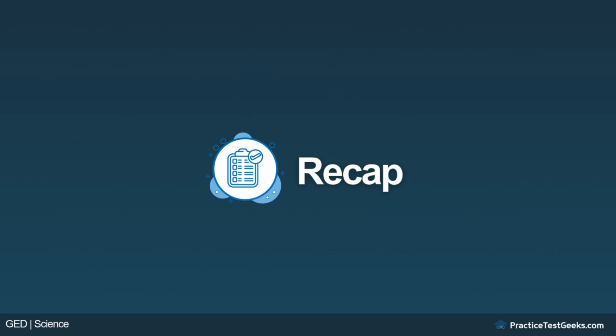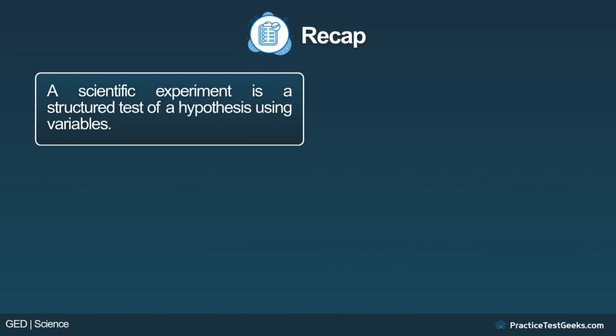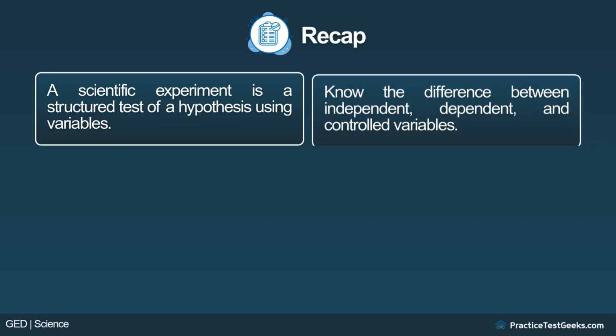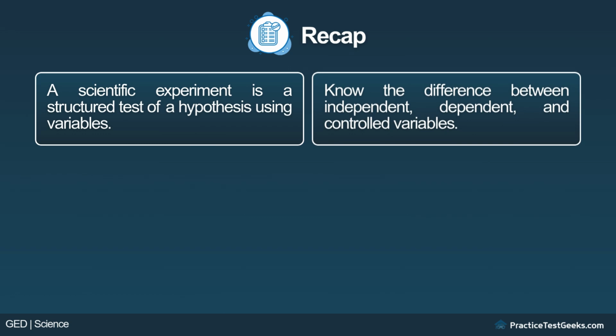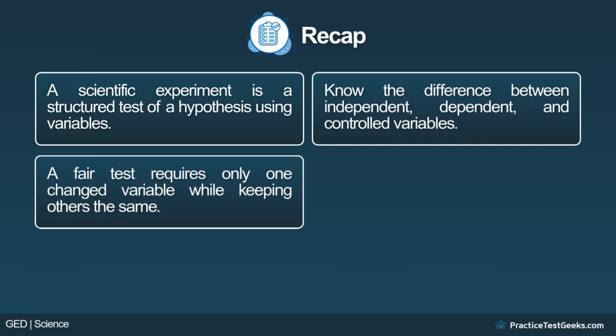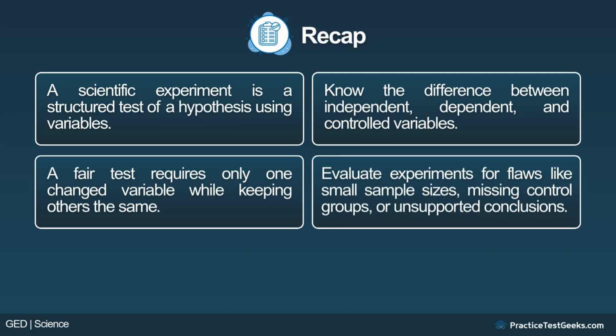To wrap up, let's go over the most important points from this lesson. A scientific experiment is a structured test of a hypothesis using variables. Know the difference between independent, dependent, and controlled variables. A fair test requires only one changed variable while keeping others the same. Evaluate experiments for flaws, like small sample sizes, missing control groups, or unsupported conclusions.